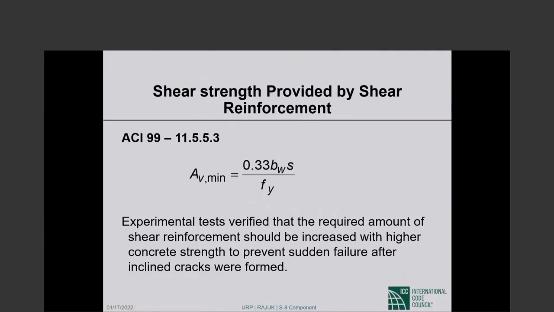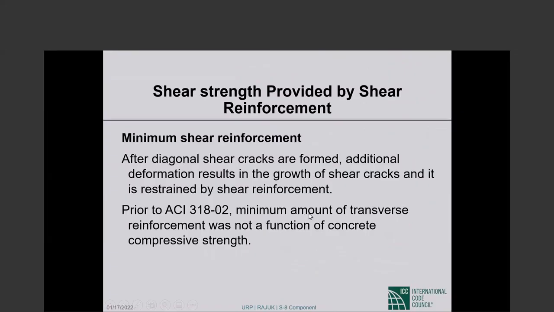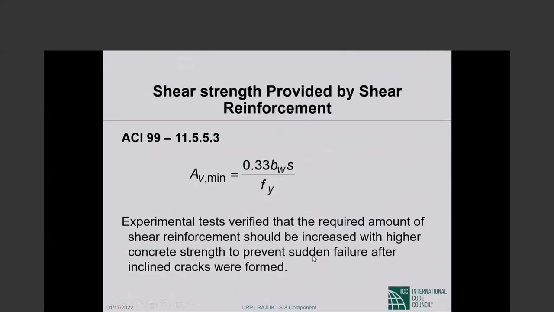I said is given by, used to be given by. Okay, so ACI 318-99, we are talking about 318-08, remember, in BNBC 2020. So this is in the past. But as we said, prior to 318-02, minimum shear reinforcement did not depend on compressive strength. This was the expression. Experimental tests verified that the required amount of shear reinforcement should be increased with higher concrete strength to prevent sudden failure after inclined cracks were formed.